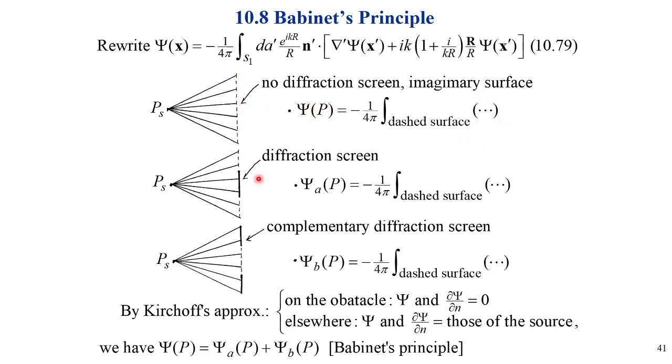Okay, that's phi p. And now we have the first case. We have a diffraction screen. It can be any shape, a disk or any shape you want. Then we can get phi p with condition A. We just integrate from here to here. Then we have a complementary diffraction screen. It's completely opposite to this one. Here is blocked, now it's opened. And here is opened, now it's blocked. This one plus this one, we got nothing.